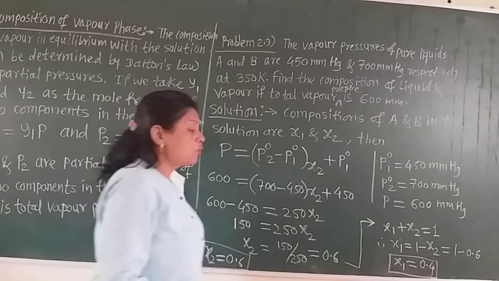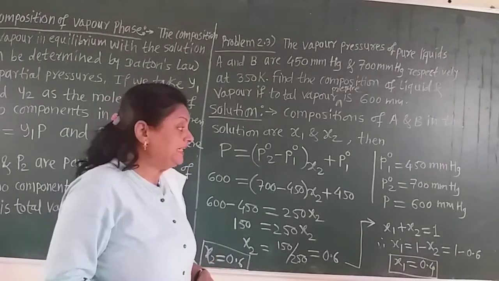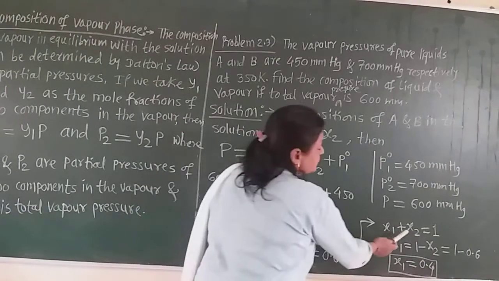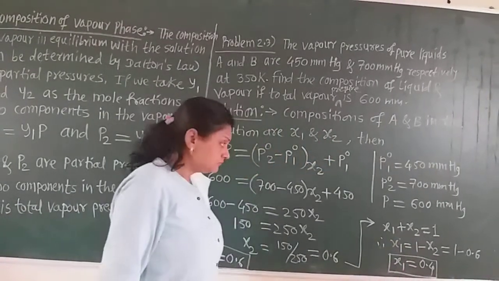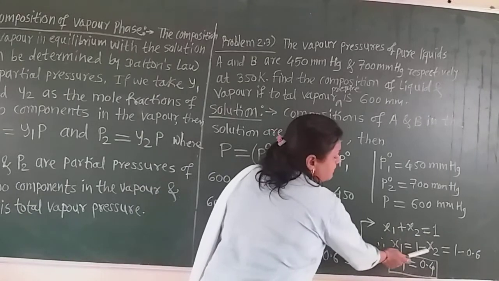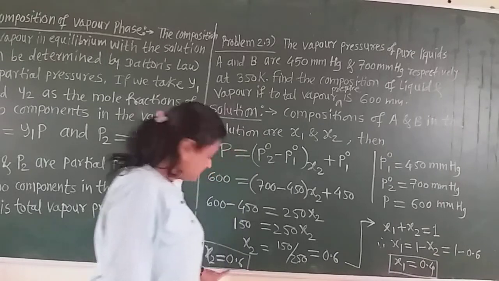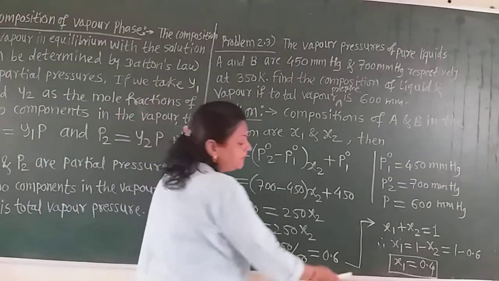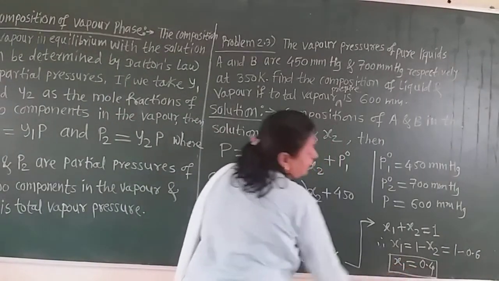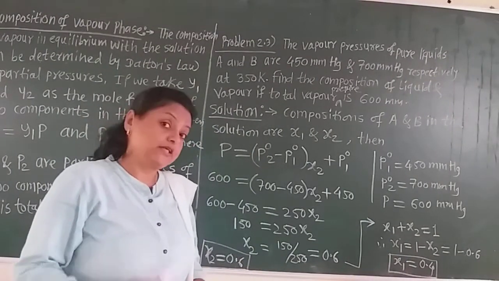Now we have to calculate x1 also. So what about the mole fractions? The summation of the mole fractions is always unity. So x1 plus x2 is equal to 1. We know the value of x2, so x1 is equal to 1 minus x2, that is 1 minus 0.6, and therefore x1 is equal to 0.4. In this way we calculate the compositions in the liquid phase.